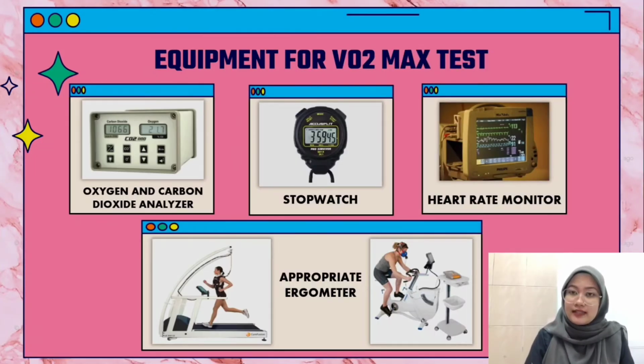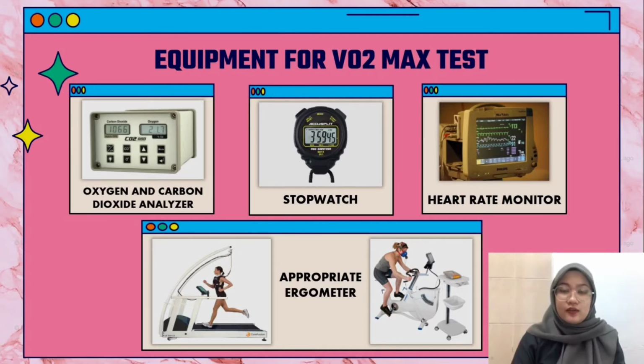Move into the next slide. To proceed with the VO2 max test, you have to prepare 4 pieces of equipment. The first one is the stopwatch, the second one is the oxygen and carbon dioxide analyzer, the third one is the heart rate monitor, and the fourth one is the appropriate ergometer. That's all from me. Thank you for listening. For the next slide, I will pass to the next presenter.